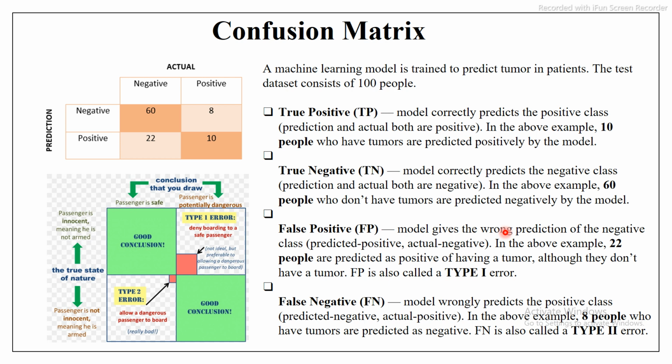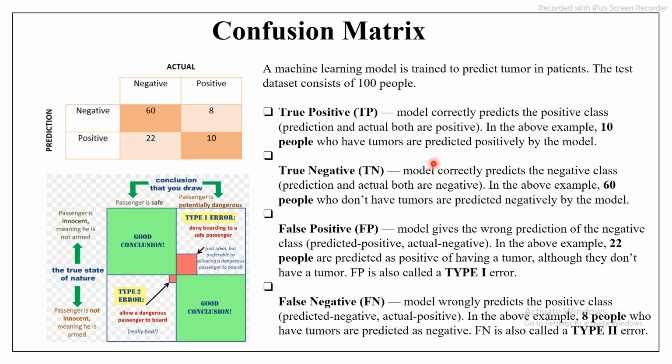Here a machine learning model is trained to predict tumor in a patient, and the test data set contains 100 people. Now you are trying to predict the tumor. 60 and 10 were correctly classified, but you have misclassified 22 and 8 people. For example, a person actually had a tumor, but you predicted no. So this is problematic.